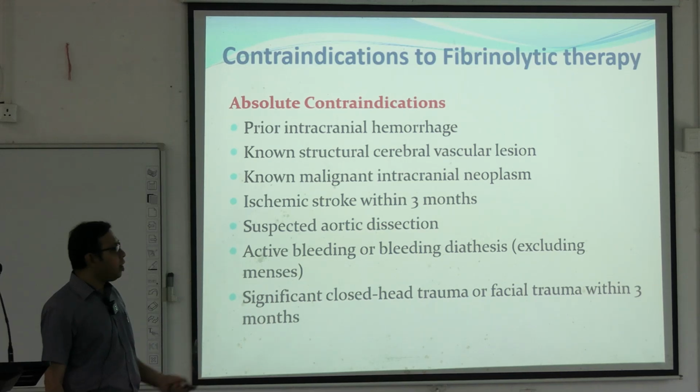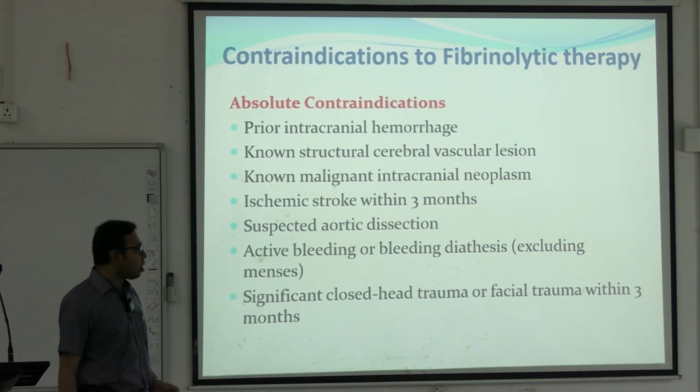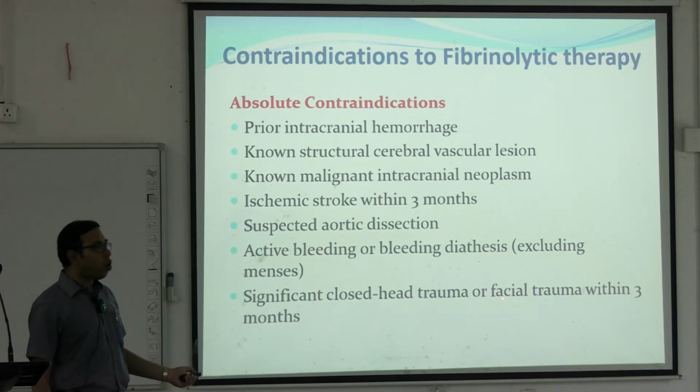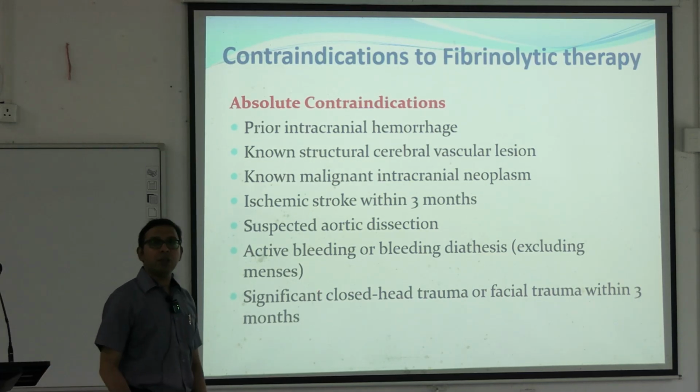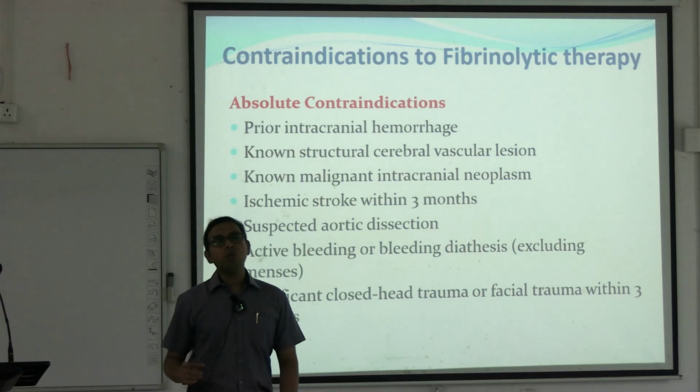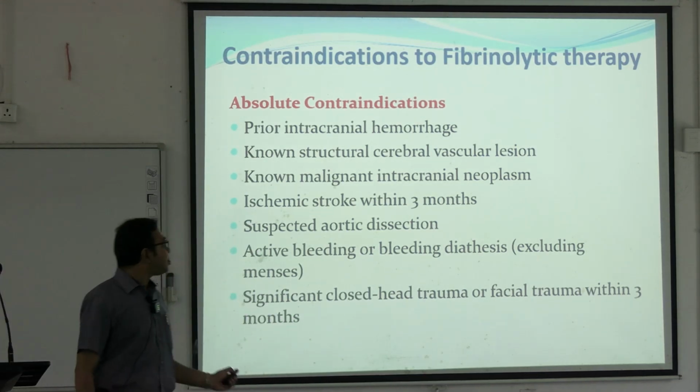Suspected aortic dissection, active bleeding or bleeding diathesis excluding the menses, significant closed head trauma or facial trauma within 3 months. So these are the absolute contraindications. In these cases, we should not use the fibrinolytic drug, we should use only coronary angioplasty.